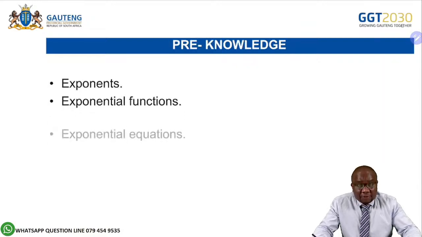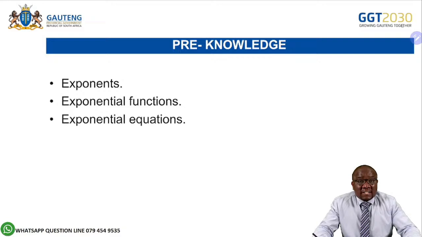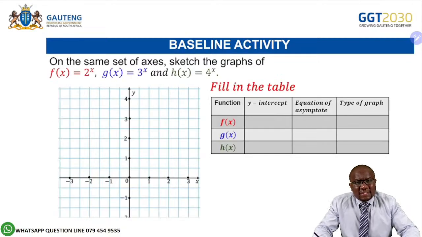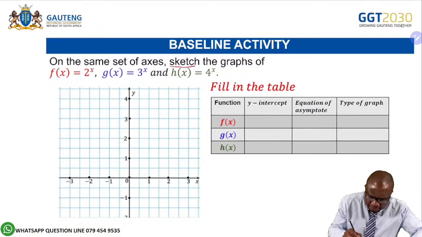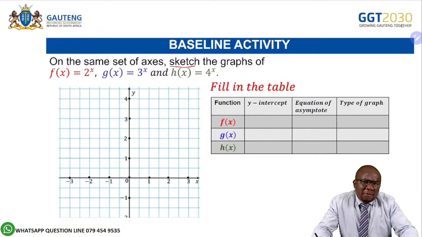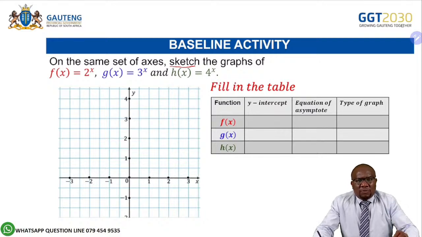Right, pre-knowledge: we've done exponents, exponential functions, and exponential equations. So our knowledge about these things, we're going to use in today's lesson. This is our baseline activity, grade 10s. I'd want you to spend a lot of time here, just sketch. That's why I'm saying sketch here, okay? But if it's giving you problems, you can make a small table of values and then sketch your graphs.